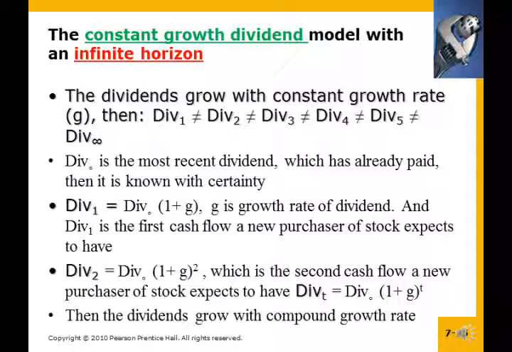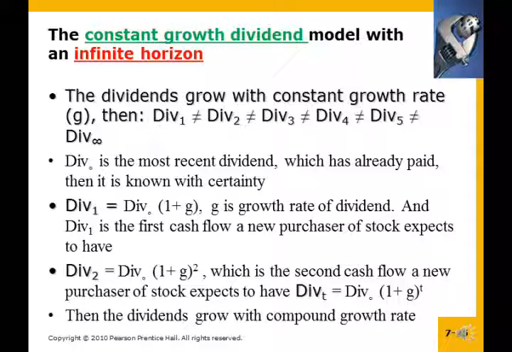So according to the constant growth dividend model with an infinite horizon, you can see that the dividends grow with constant growth rate equal to G, which means that the dividends are not constant, but they are growing with constant compound growth rate equal to G. What's constant? It is the growth rate. So we can say that the growth rate may be 5%, maybe 10%, so it's a constant number. But dividends are growing with constant growth rate. So we can say that dividend 1 is not equal to dividend 2, is not equal to dividend 3, and so on till dividend infinity.